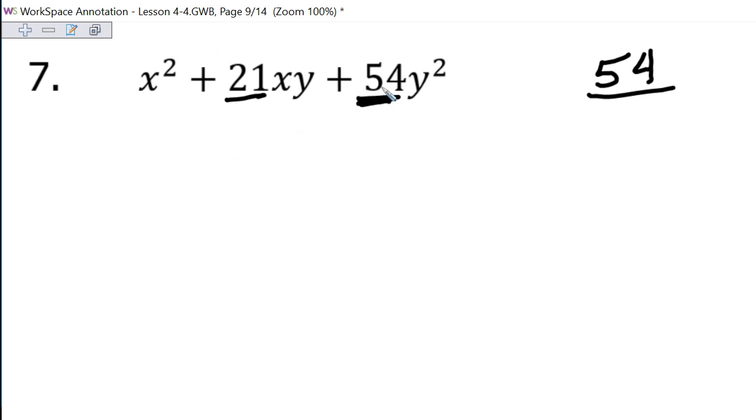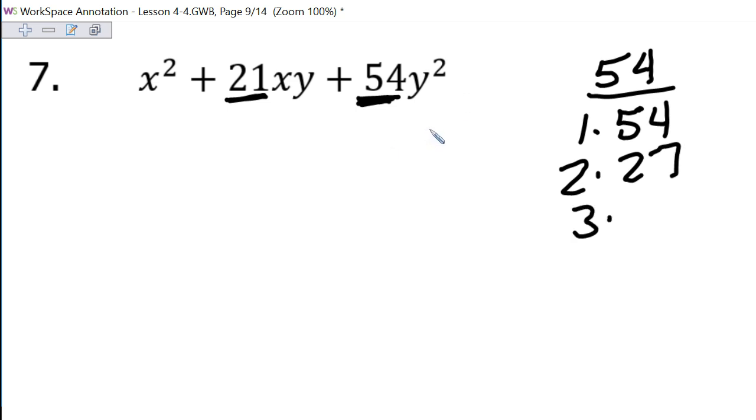So factors of 54, I could have 1 times 54, 2 times 27, 3 times 18, 4 times, will 4 work? Will 5 work? Will 6 work? 6 times 9, 7, 8. If I do 9, it's already in my list, correct? Yes. What do we want to add up to? 21. Well, which pair adds to 21?